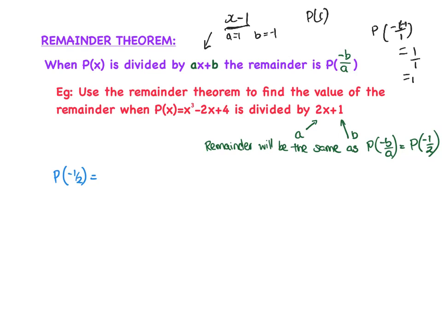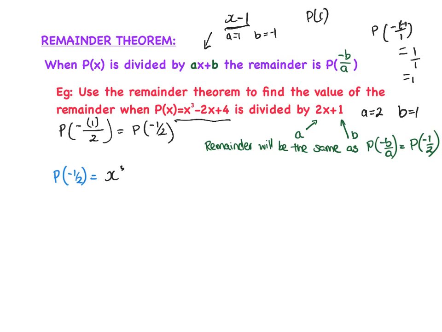All right, so it says use the remainder theorem to find the value of the remainder when this polynomial is divided by 2x plus 1. So we don't have to do that long division. All we have to do is we can see that a is 2 and b is 1. So it will give me the same remainder as if I do negative b over a, so negative 1 over 2. Can you see that simplifies to be negative a half? So I don't have to do that division. I just have to put negative a half in. So let's go do that.